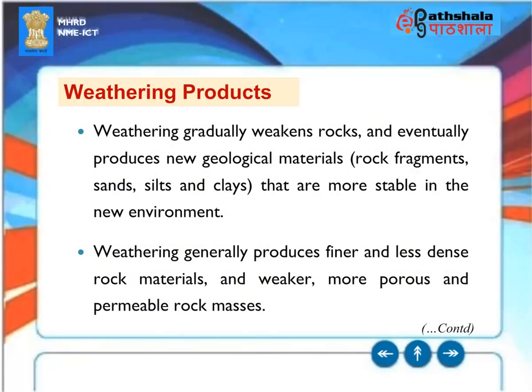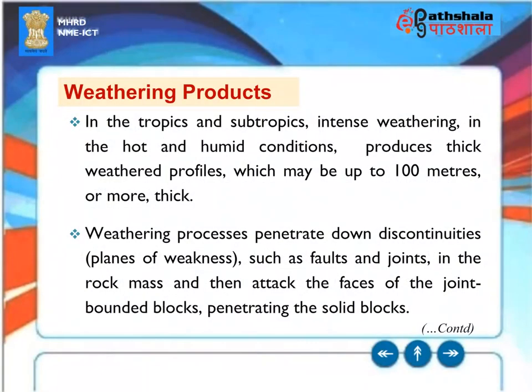Weathering products. Weathering gradually weakens rocks and eventually produces new geological materials like rock fragments, sands, silts and clays that are more stable in the new environment. Weathering generally produces finer and less dense rock materials and weaker, more porous and permeable rock masses. In the tropics and subtropics, intense weathering in the hot and humid conditions produces thick weathered profiles which may be up to 100 meters or more thick.